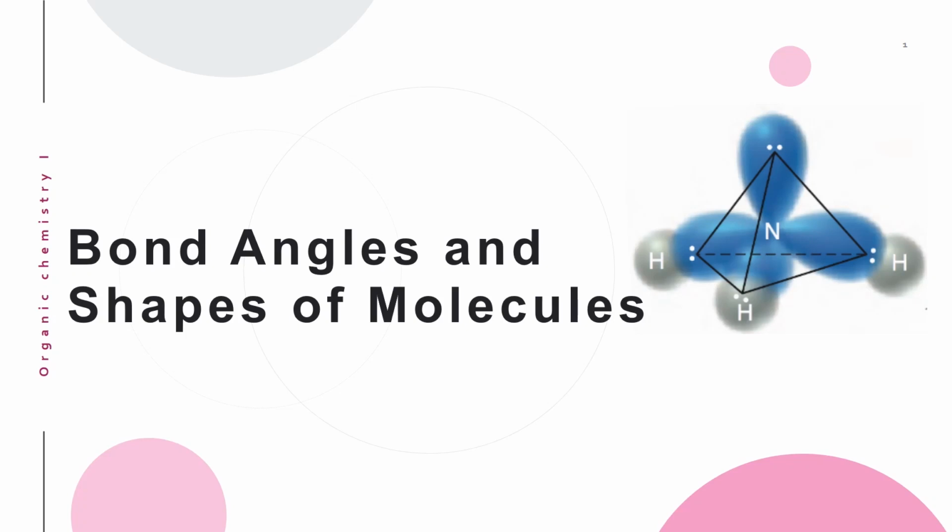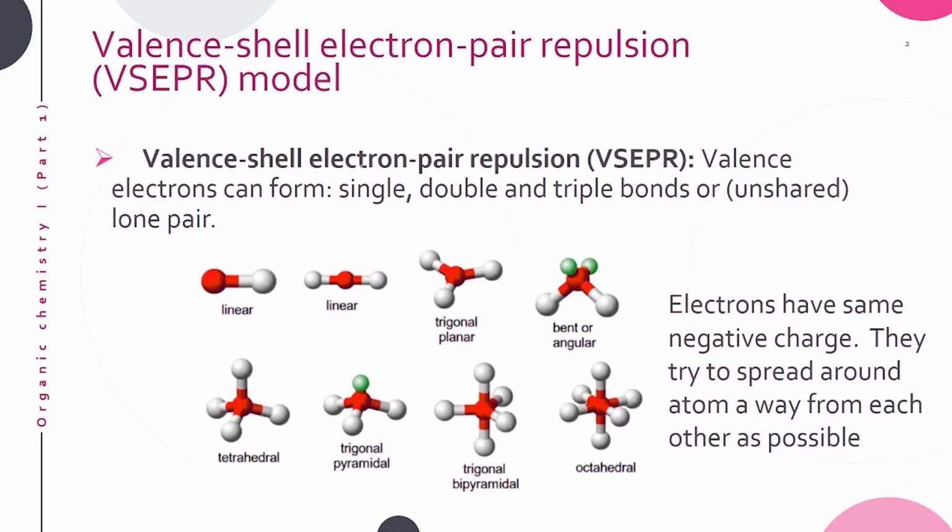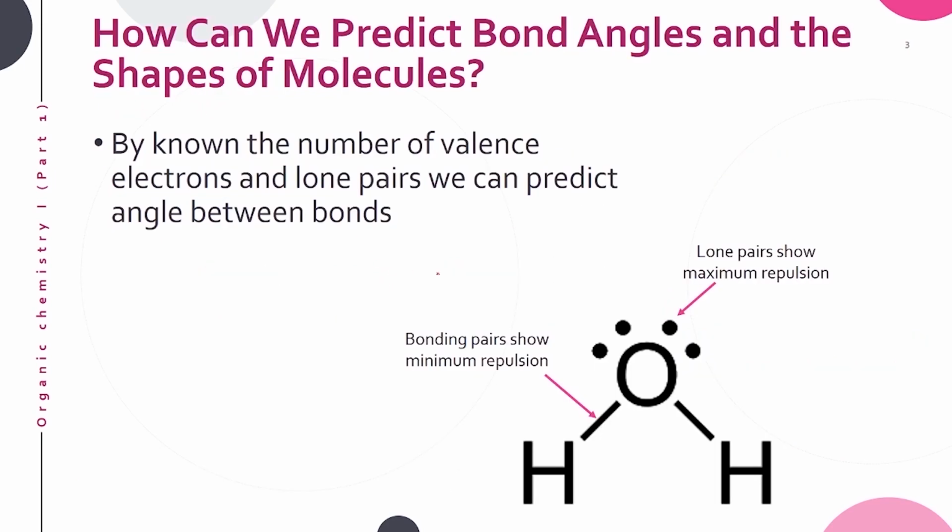We can present the molecular geometry and the way the atoms are connected in space using various models. One model is the valence shell electron pair repulsion model, the VSEPR. The valence electrons carry negative charges. When valence electrons of different atoms form bonds, they repel each other.